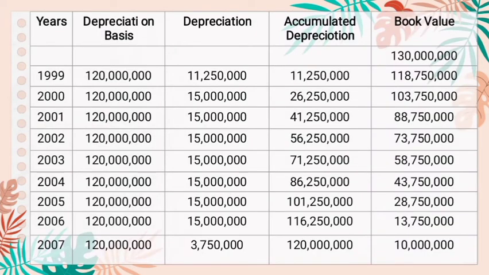So this is the depreciation table, and you can look at this table. First, input the value of depreciation each year, and calculate the depreciation each year for accumulating the depreciation. Then deduct the book value by depreciation each year.